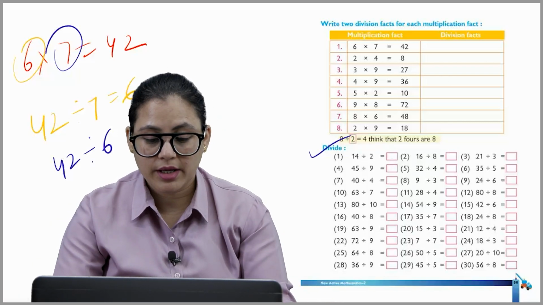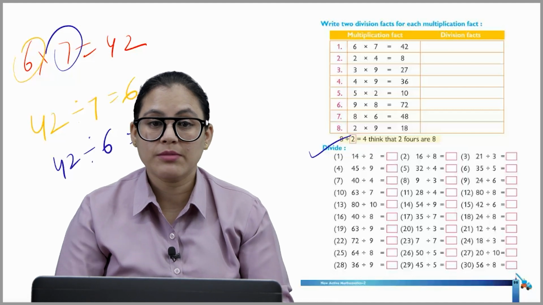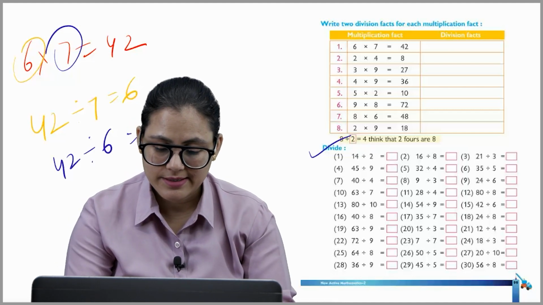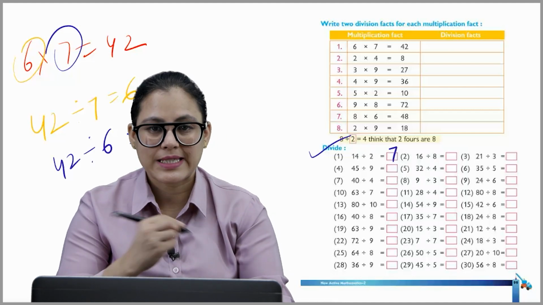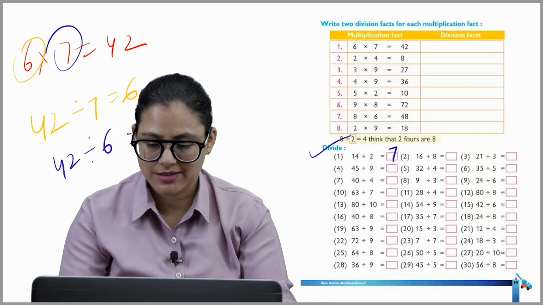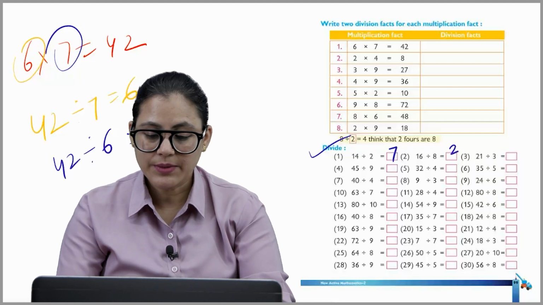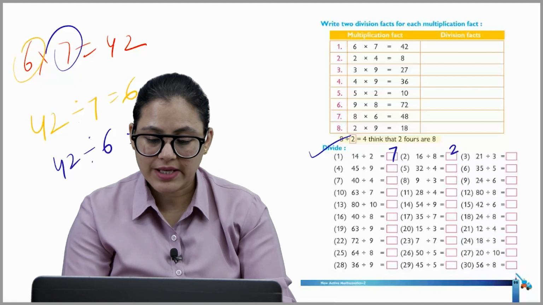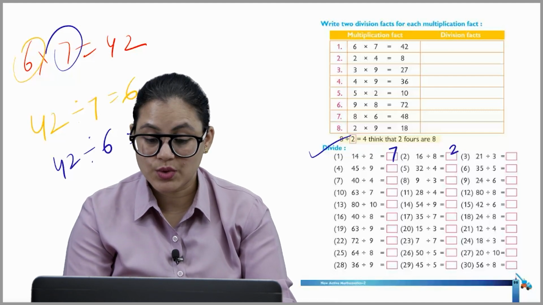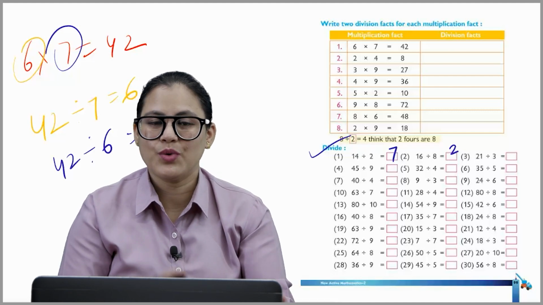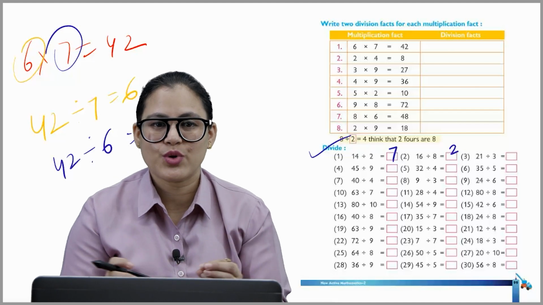14 divided by 2. 14 divided by 2 is what? 7. 16 divided by 8 is 2. See, 2 7s are 14, 8 2s are 16. So, you can see how multiplication and division are related.